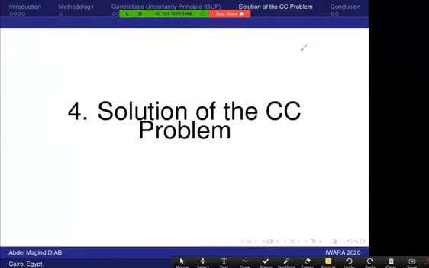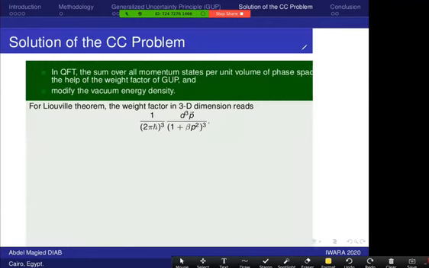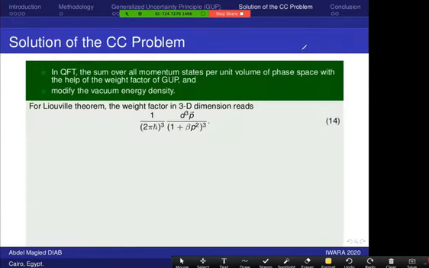In the current slide, we will give the main key of our work, where the possible solution of the cosmological constant in the presence of the GUP model. In this presentation, I will present the theoretical definition of the cosmological constant in quantum field theory in the presence of the GUP, from the Liouville theorem in the classical limit. And by using the GUP model, we have the weight factor in 3 dimensions in this equation as a function of the beta GUP parameter.